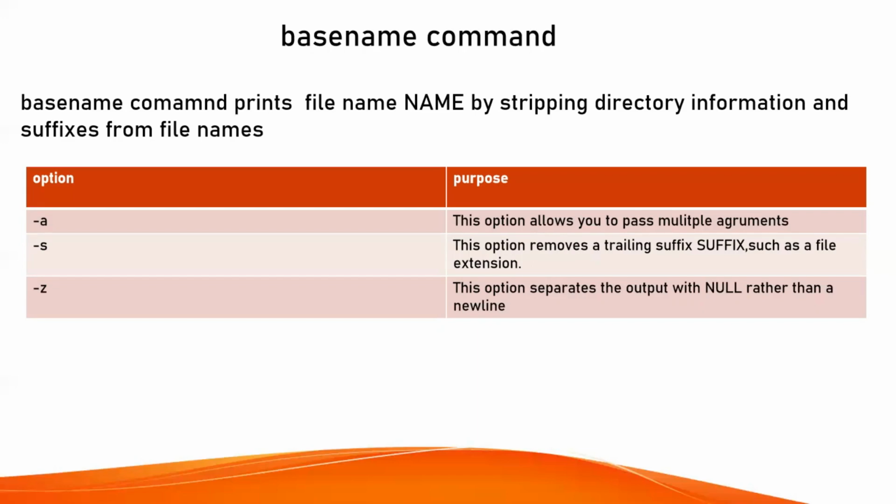So basename is basically a command to get the name of the file from the path you have passed to it. For example, I have a file called abc.txt and I just want abc, the name of the file, but not the extension. That's where you use basename.